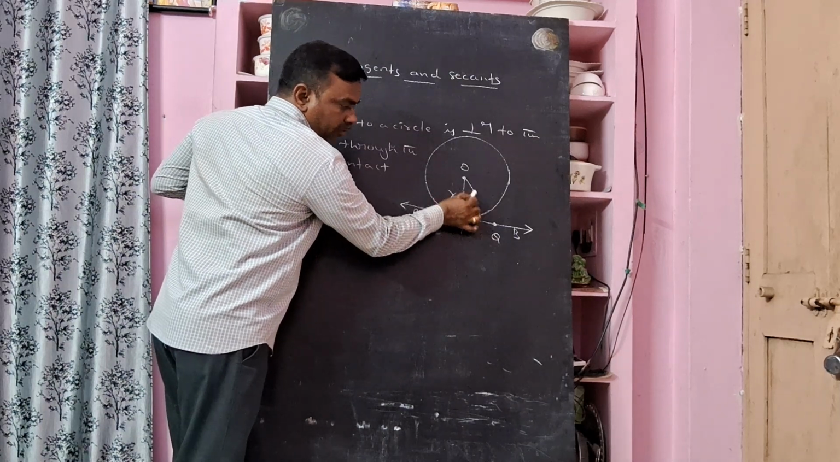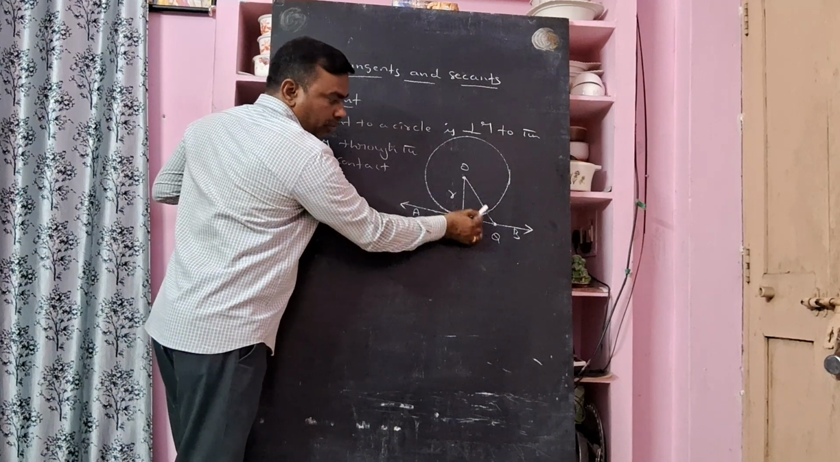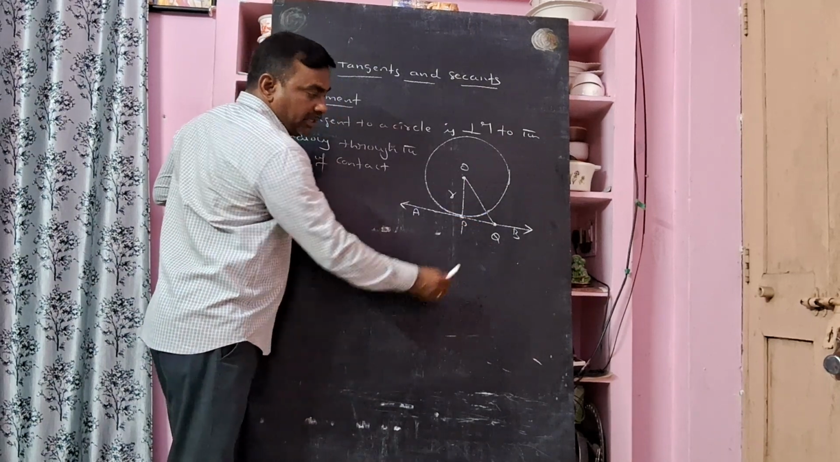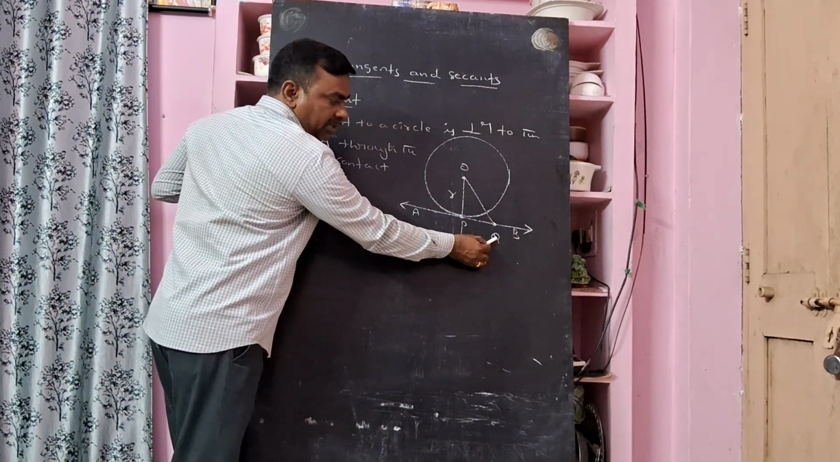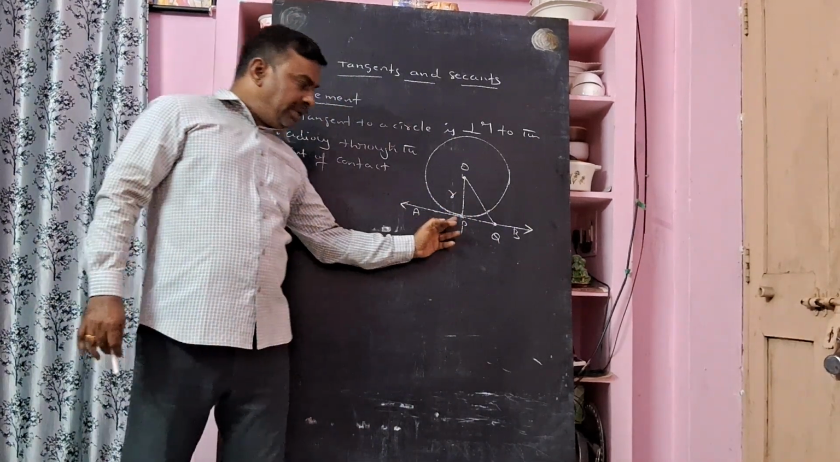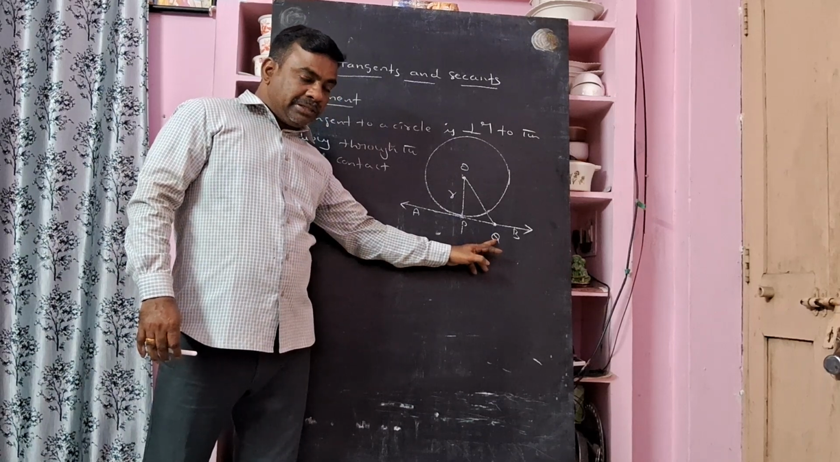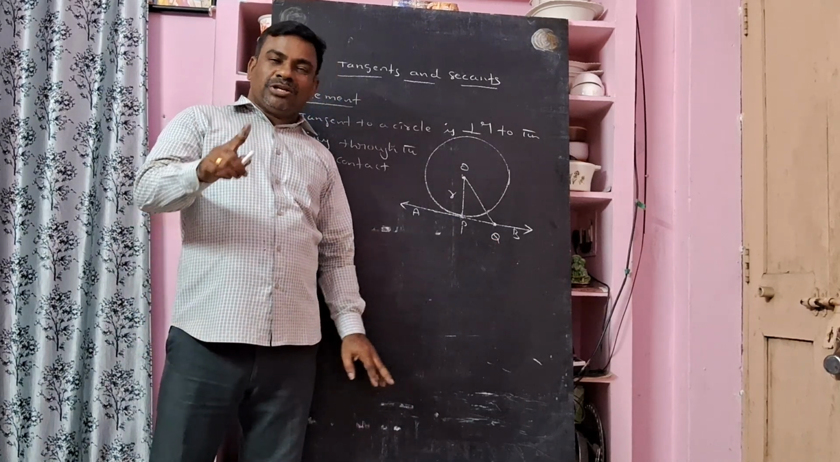Here you can join OQ. OP is the radius and OQ is not the radius. Here Q is outside the circle. P lies on the circle. Q is outside the circle.